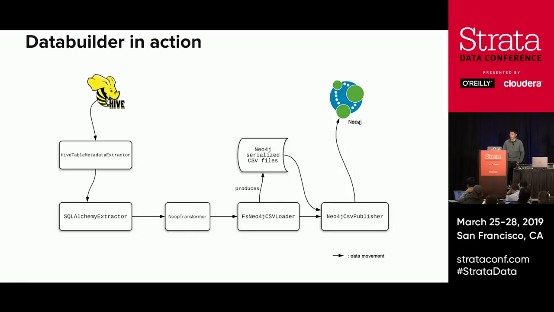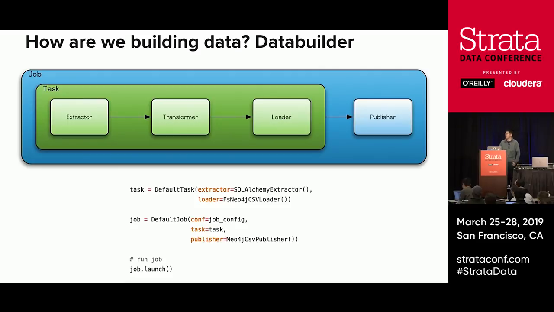Here is an example. We try to fetch a record from Hive metastore and persist it into a Neo4j graph. We use a Hive table metadata extractor, which is a subclass of the SQLAlchemy extractor, to fetch the record and pass it to the no-op transformer because we don't need any transformation in this case. And then pass it to the FsNeo4jCSVLoader to generate serialized CSV files, which will later be used by the Neo4j CSV publisher to publish the record. So here is an example of how this job looks.